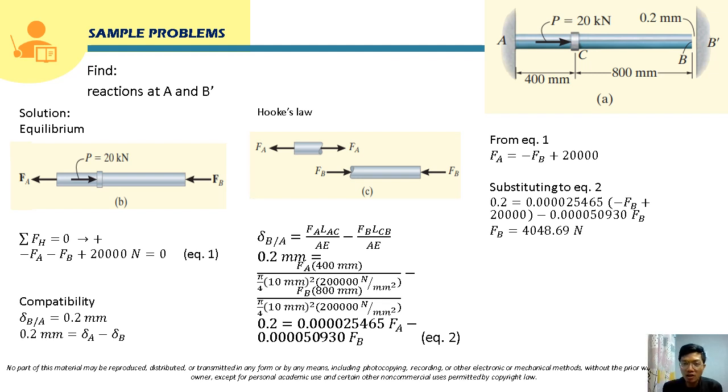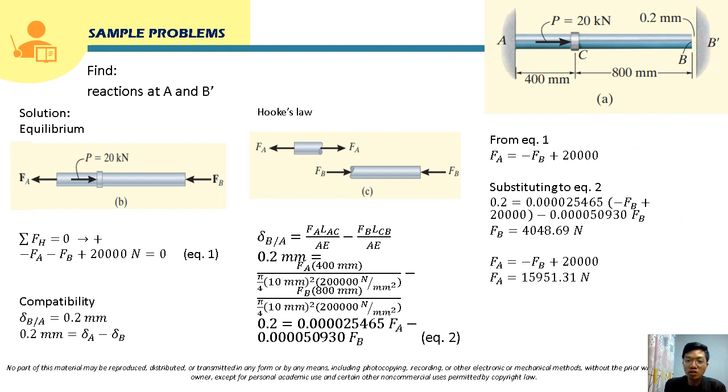You can input that in your calculator to solve for FB. The answer for FB here, class, is 4,048.69 Newton, or it can also be 4.049 kilonewton. So this will now be the reaction at B.